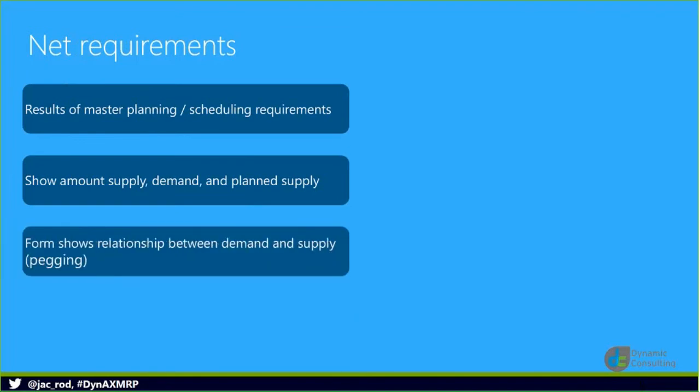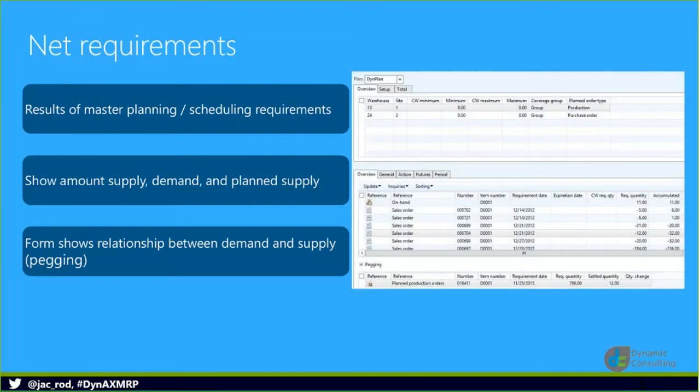And then again, the form also shows the relationship between that demand and the supply that's satisfying that demand. This is referred to as pegging in AX. It's a link between your planned purchase order and the sales orders, for example, that required you to generate that planned purchase order. As you can see, this form over here on the right is our net requirements form.